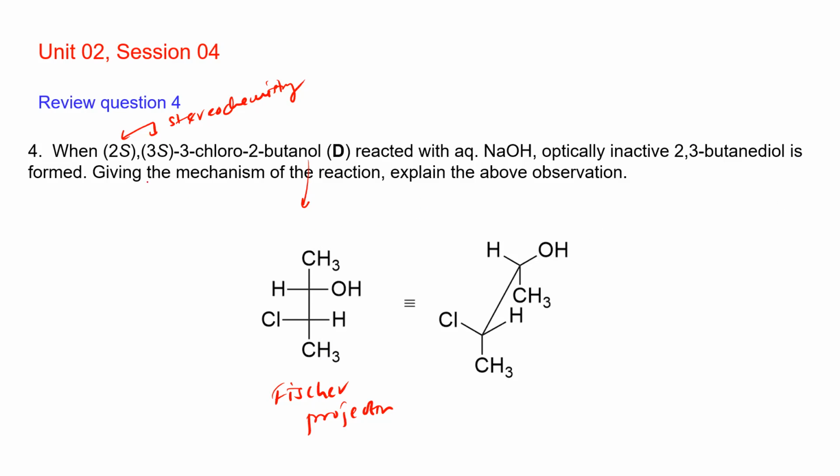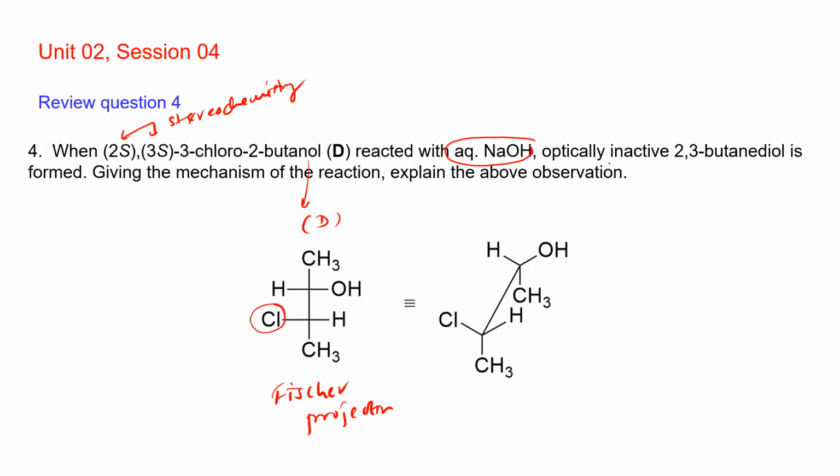It says when 2S,3S-3-chloro-2-butanol, compound D, is reacted with aqueous sodium hydroxide. So it's reacting with aqueous sodium hydroxide. When you read the reaction, you should understand what's going on, because you have a leaving group here, an alkyl halide. So it could be more or less a nucleophilic substitution reaction.